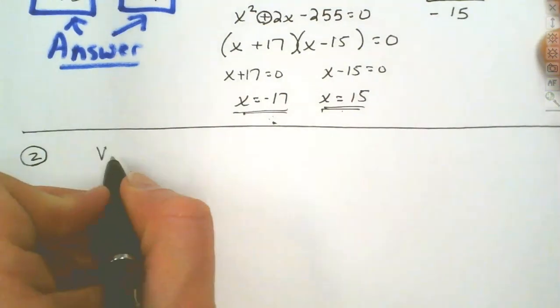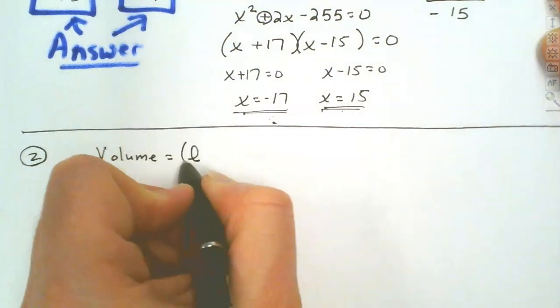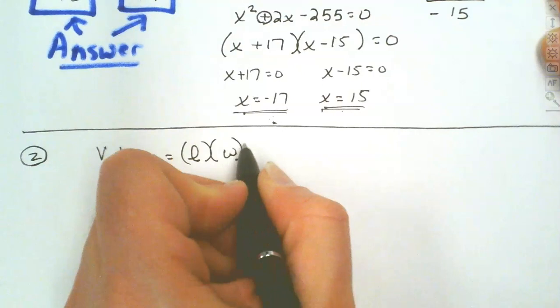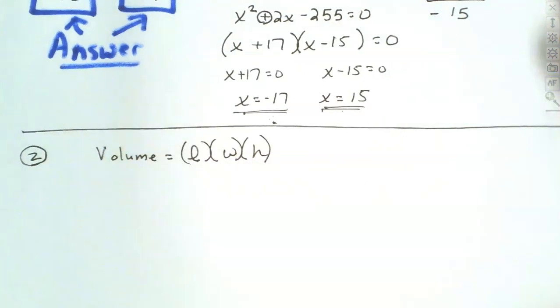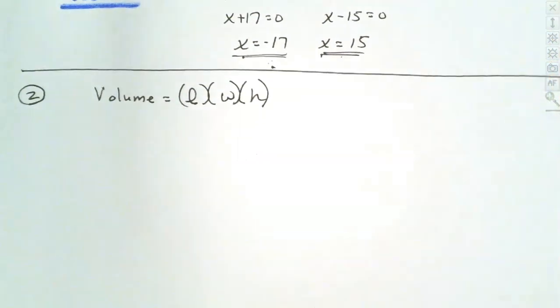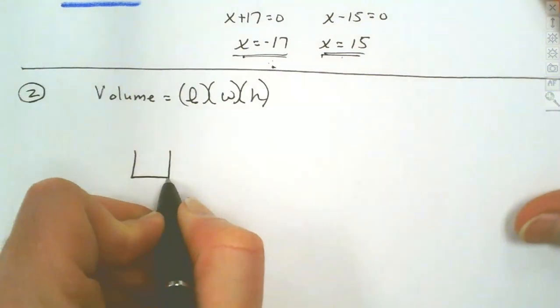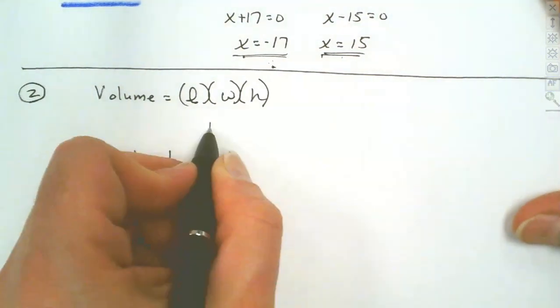And so what do we know about a volume of a rectangular solid? Well, the volume is the length times the width times the height, right? So it's going to be a rectangular solid. It's just a shoe box or Kleenex box like this. So what does our rectangular solid, our box, look like? Well, if we try to draw it, it looks like this.